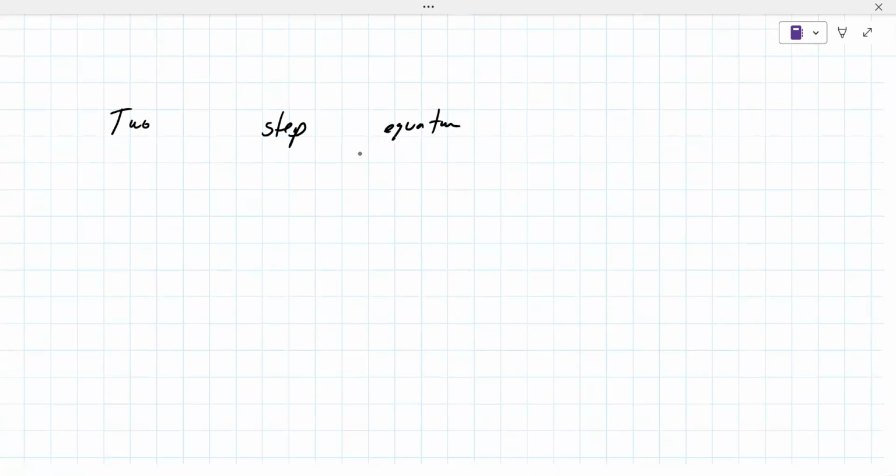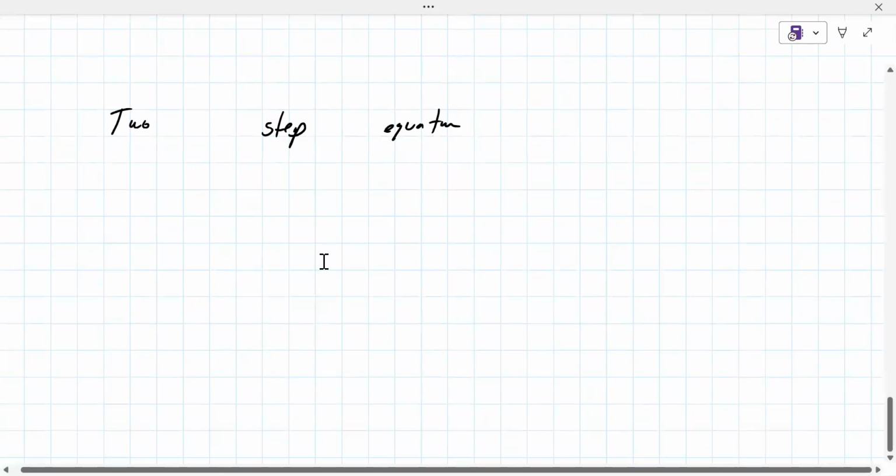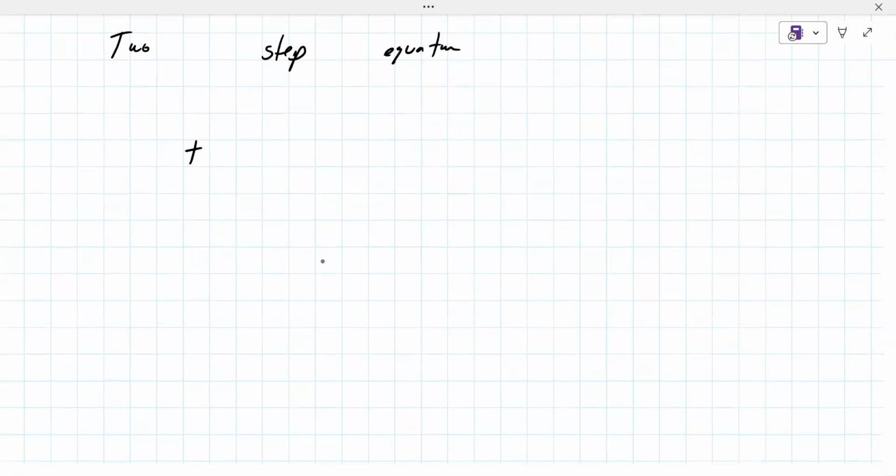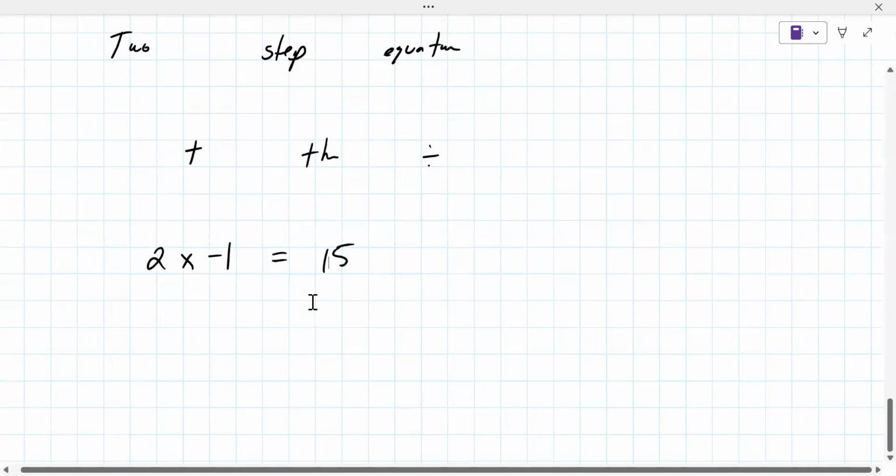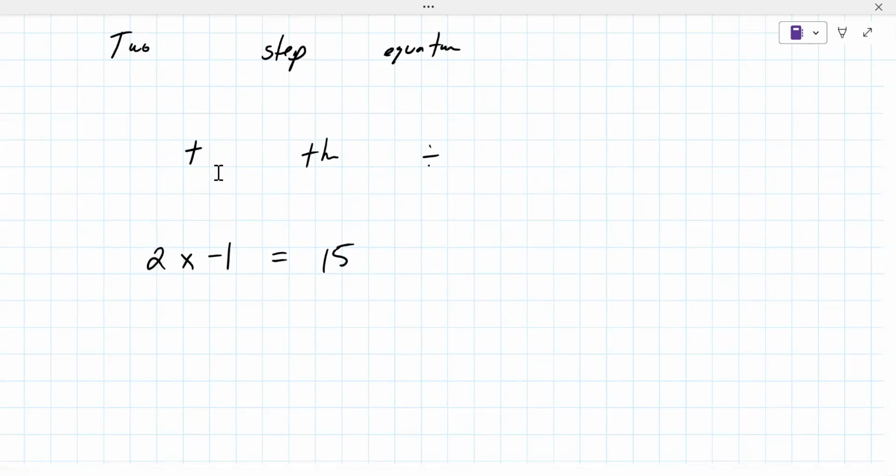We talked about adding and then dividing, I believe. Add, then divide. Okay, so for example, let's say it's 2x minus 1 equals 15. If we look at the side with the variable, what are we going to add, Sourish? We have to add -1. So you're going to add -1 like that.